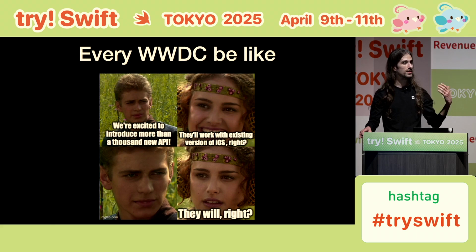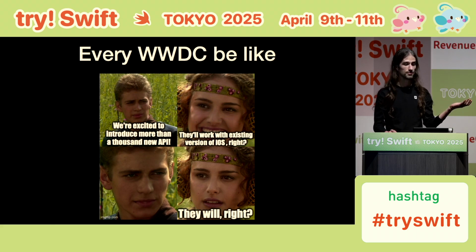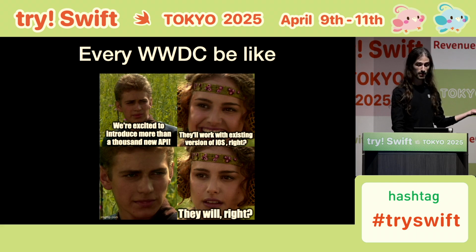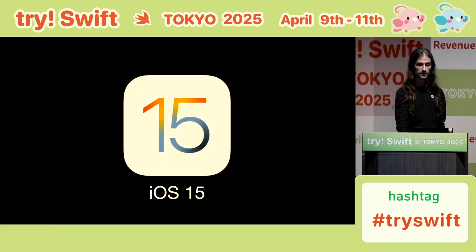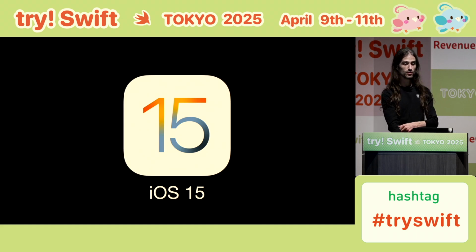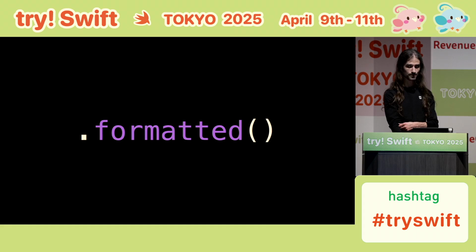And once you can actually use them because you've bumped your minimum target, well, you don't know that you can use them because you don't know that they exist. So today we're going to try and right this wrong. And we're going to start with some new APIs introduced all the way back in iOS 15. So something like 3 years ago, almost 4 years ago. So I hope that more and more of you will be able to use these APIs. Let's start with a really nice method called formatted.